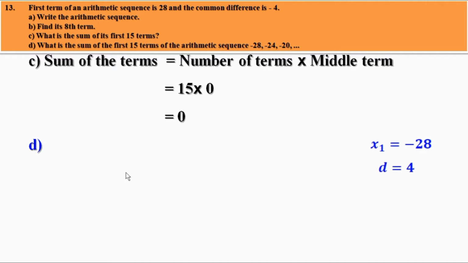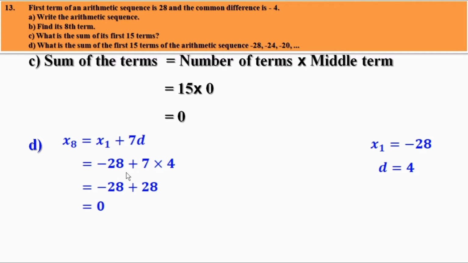Let us find the middle term at first. When we take first 15 terms, 8th term is the middle term and that is equal to first term plus 7 times common difference. The first term is -28 and common difference is 4. So we can write it as -28 plus 7 into 4. Now 7 into 4 is 28. So we can write it as -28 plus 28 and that is equal to 0.